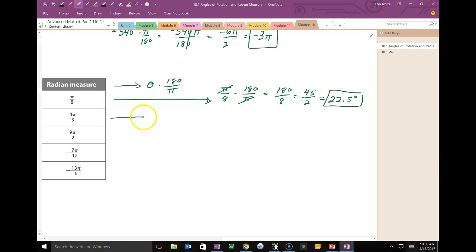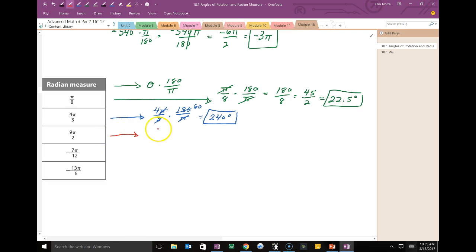If we're going to do 4 pi over 3, multiply by 180 over pi, we're going to cancel that out. I see that 3 goes into 18 6 times, so that'll be a 60 on top. And 4 times 60 is 240 degrees. So that measure is the same there.